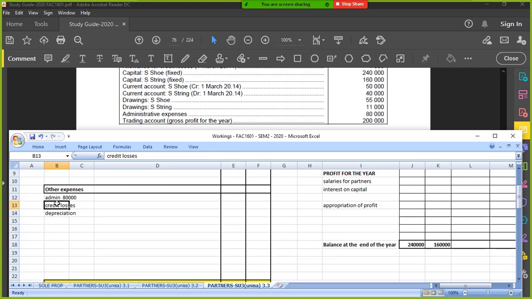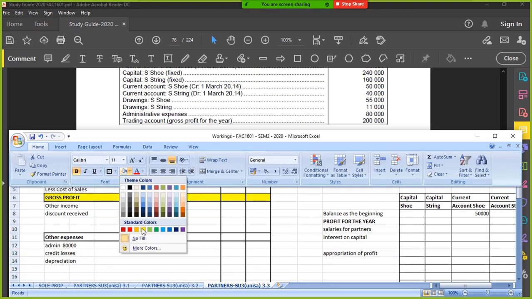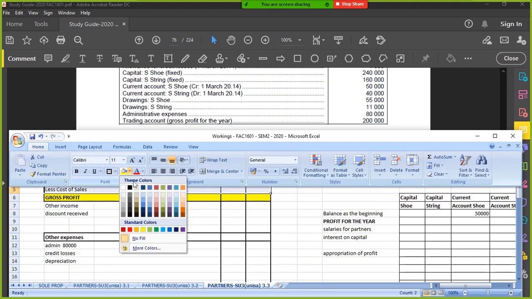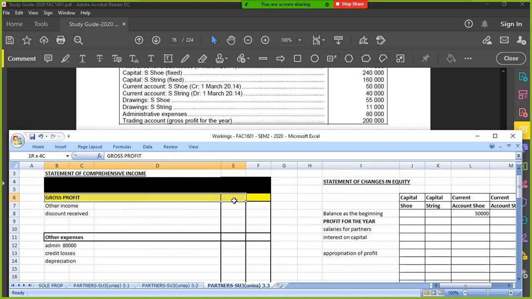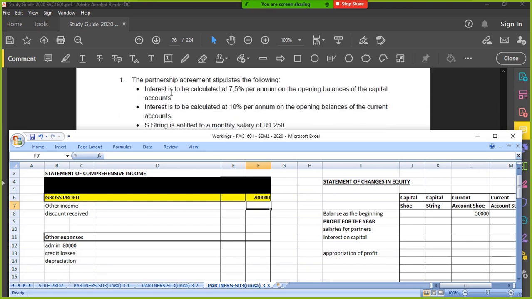Trading account gross profit for the year would be 200,000. Yeah, so they didn't give you anything for sales and cost of sales, so you can ignore those two lines. And you can just start with gross profits. All right, good. 200,000, okay. Adjustments. What do you do with this?